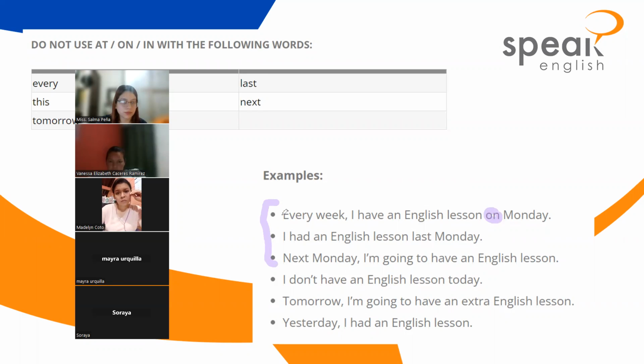Acá no podemos poner on. Before every, no. We cannot put any of these prepositions. Before last, we cannot put any preposition. Before next, we cannot use them. But if in the rest of the sentence you want to use it or you need to use it, for example, I have an English lesson on Monday. Yes, you can do it.